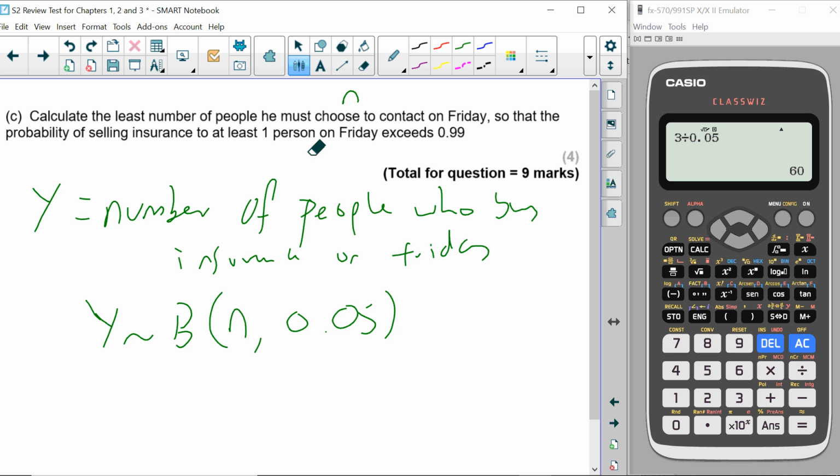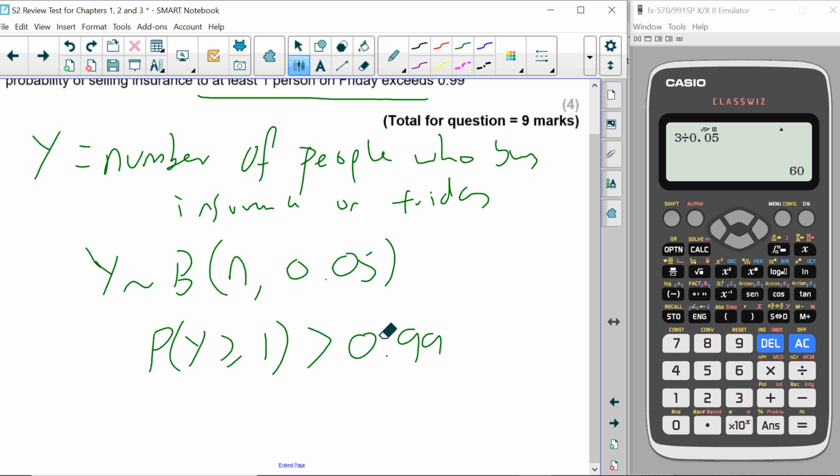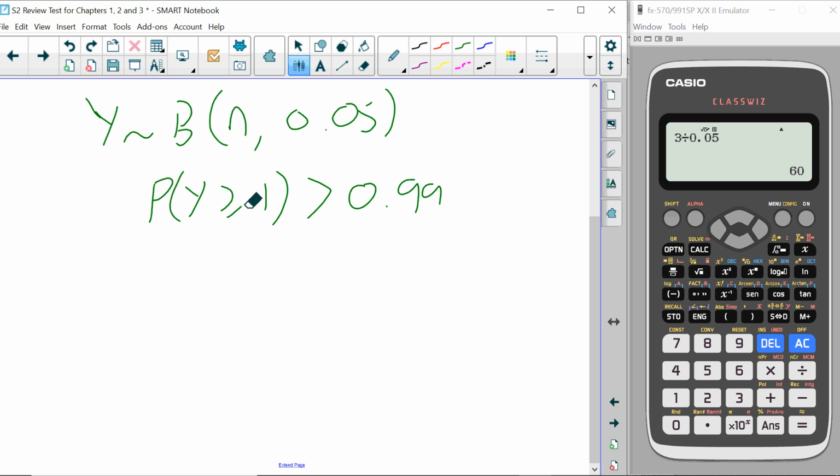So we now need to think, we're looking at the probability of him selling insurance to at least one person. The probability that he sells it to at least one person means we're looking at the probability that y is greater than or equal to 1. We want that value to be greater than 0.99. So what we need to do here is start thinking about what that means. Probability of greater than or equal to 1, like before, is 1 minus the probability that y is less than 1, which is 0. But we don't do less than or equal to 0, we do just equal to 0. It's the only value you can get. This has got to be greater than 0.99.